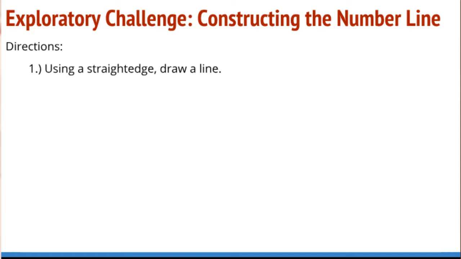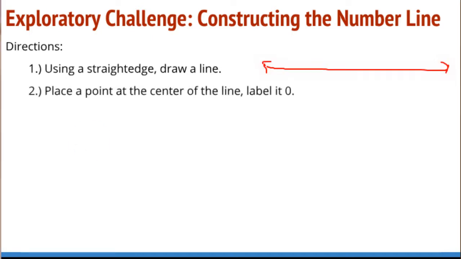So the first thing I'm supposed to do is draw a line. And I would obviously like it to be a straight line. So I hope that you will forgive me for freehanding and not having a straight line. Place a point at the center of the line and label it 0. Now this is important that we are at the center of the line. We're not starting over on the left edge here. We're starting at the center, and that is what we are going to label as 0.